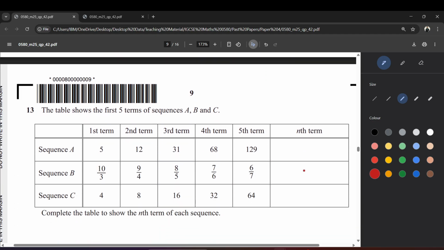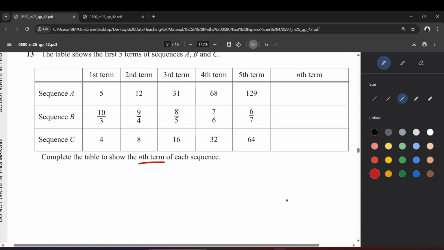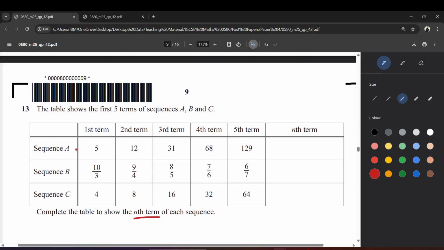Okay. The table shows the first 5 terms of sequences A, B, and C. So if we look at sequence A, let's read the question first. Complete the table to show the nth term of each sequence. Okay, so that's the only question. First we need to identify what the pattern is between the terms. Sequence A is 5, then 12, then 31, then 68, then 129. You can see that they're increasing at quite a fast rate.